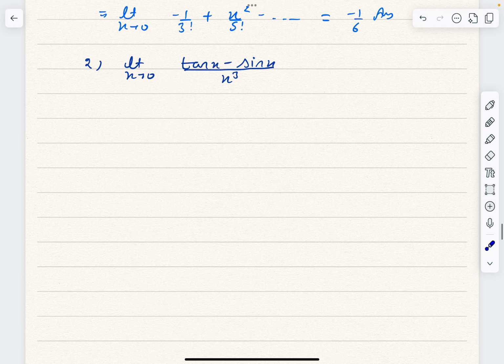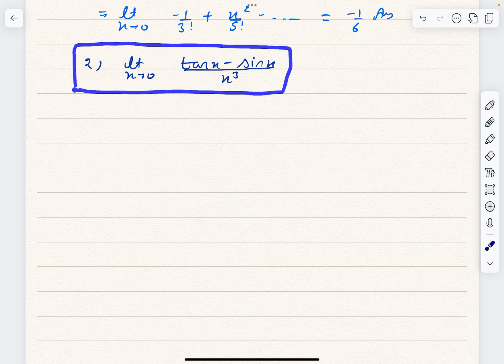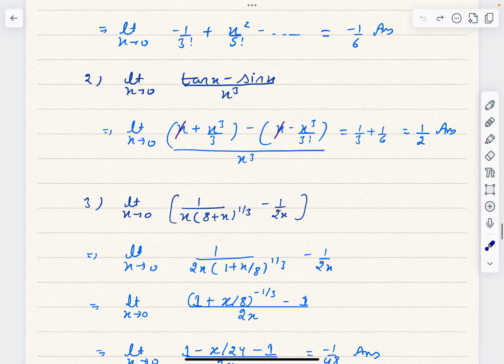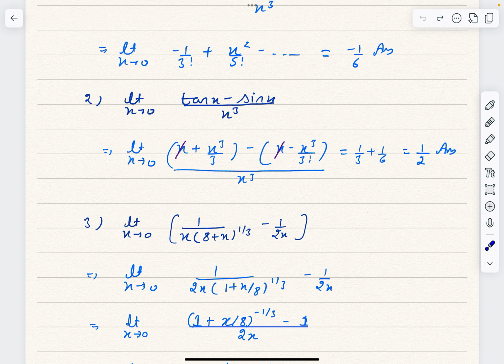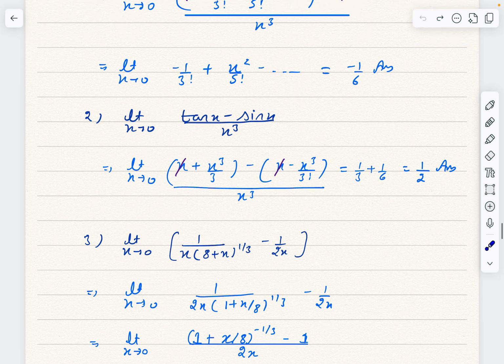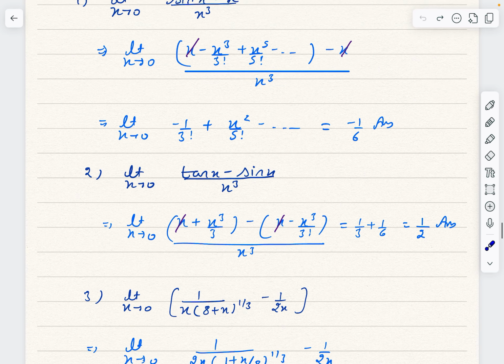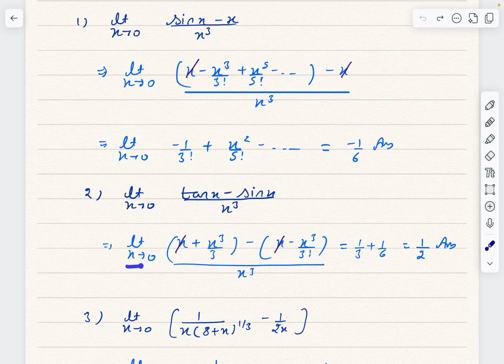Next we have limit x tends to 0 of (tan x minus sin x) over x cube. Pause the video, give it a try. Let us start the discussion now. So the answer for this problem is just 1 by 2. You can see here we have limit x tends to 0. In the denominator we have x cube, so we expand tan x up to x cube, sin x up to x cube. So it will be x plus x cube by 3, minus x minus x cube by 3 factorial, divided by x cube.